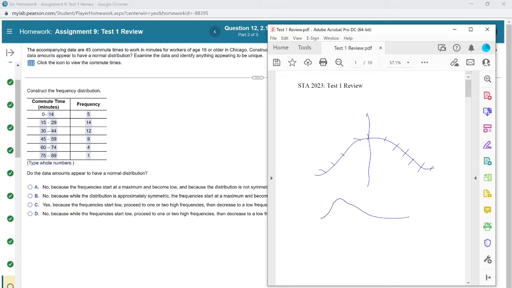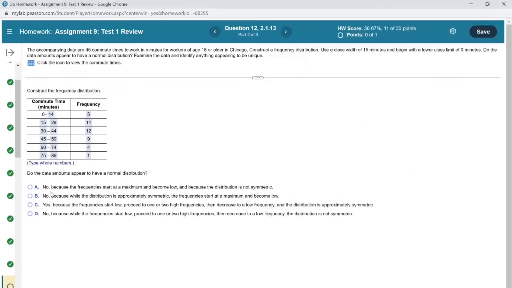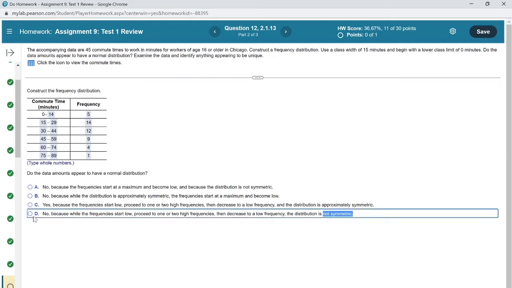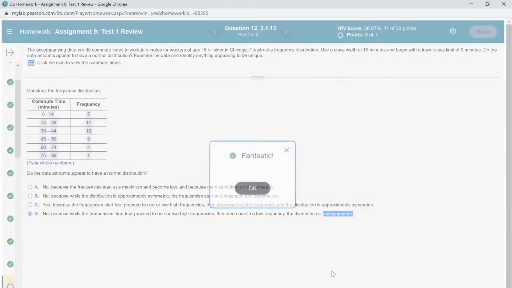So we need to choose which one is the right option here. No, because the frequency starts at a maximum. That's not right. No, because while the distribution is approximately symmetric, this is not symmetric. No, because while the frequencies start low, proceed to one or two high frequencies, then decrease to low frequency, the distribution is not symmetric. So the answer is D.